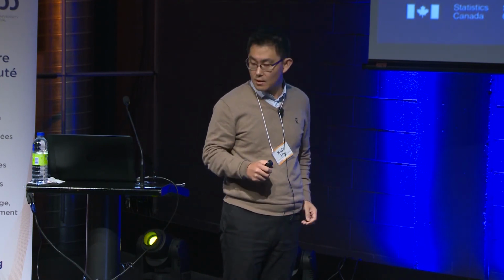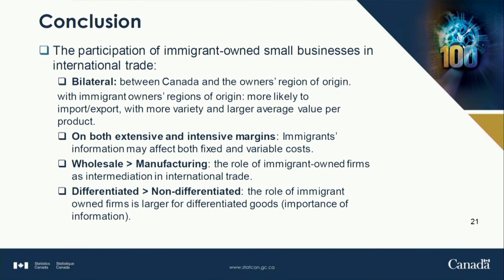So based on what we have now, I conclude the paper. We look at the participation of immigrant-owned small businesses in international trade. The participation is really bilateral, between Canada and the immigrant owners' region of origin. With their own region of origin, we see they're more likely to import and export, import and export more products, and the average value of import and export is also larger. The result is significant on both the extensive and intensive margin, which suggests that immigrants help to reduce both fixed costs and variable costs of trade.